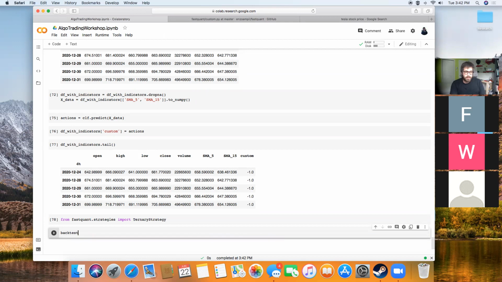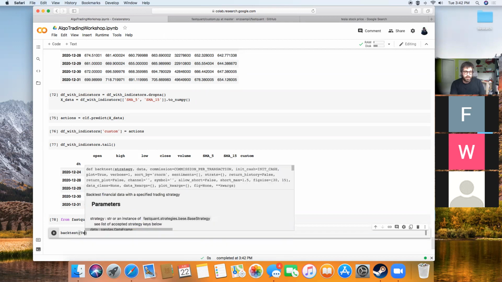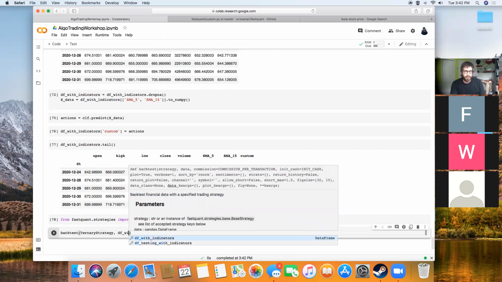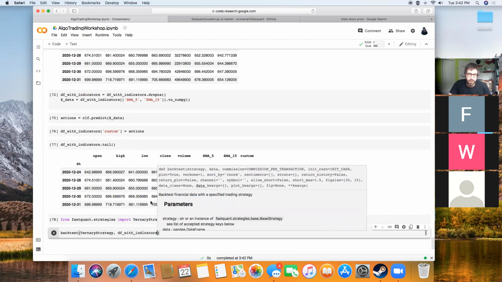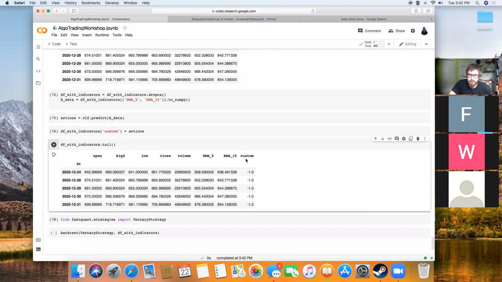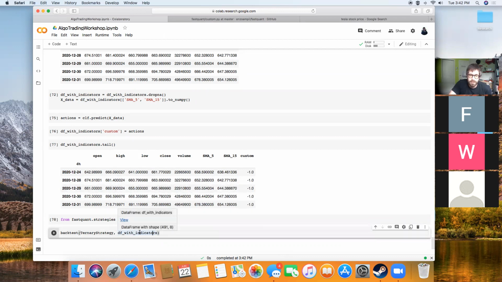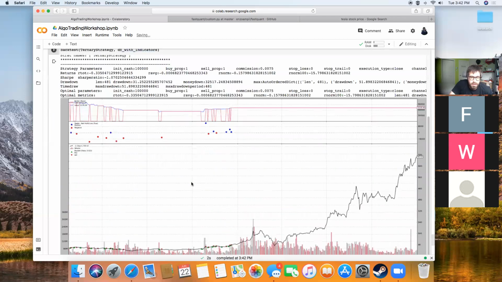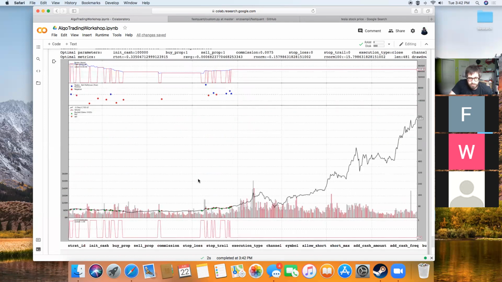So backtest ternary strategy, and we can just pass the data because we use the default name for this custom column, custom. If you've used a different name, you can pass this name as a parameter to the ternary strategy, but this should be enough. Okay, and this is our classifier, basically. This is our classifier strategy.